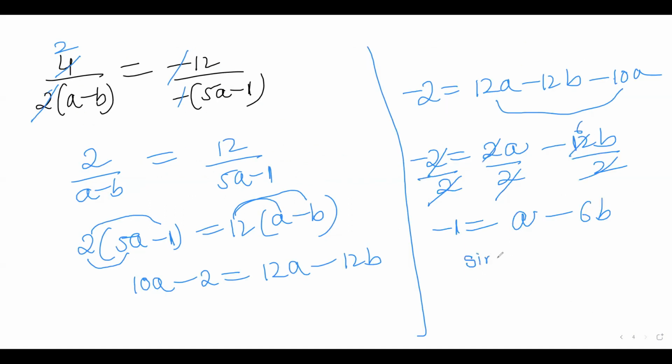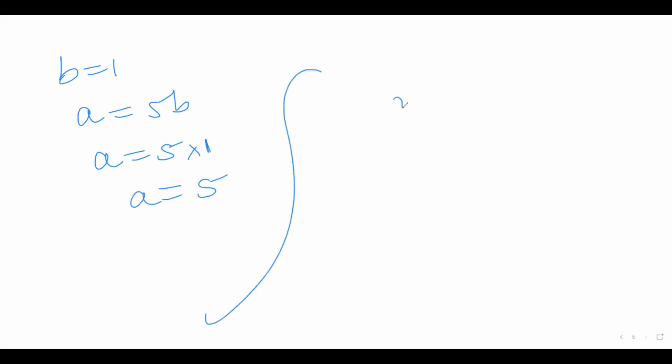Since I already got a is equal to 5b, I will substitute in the place of a. I will write 5b minus 6b, minus 1b. Minus, minus cancel. b is equal to 1. So I got b is equal to 1, but I know a is equal to 5b. On substituting the b value, I will get a value as 5. So the final answer: a is equal to 5, b is equal to 1. That's it.